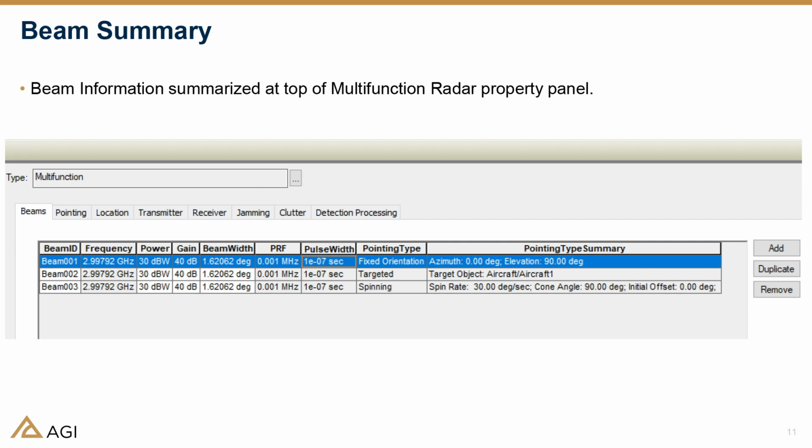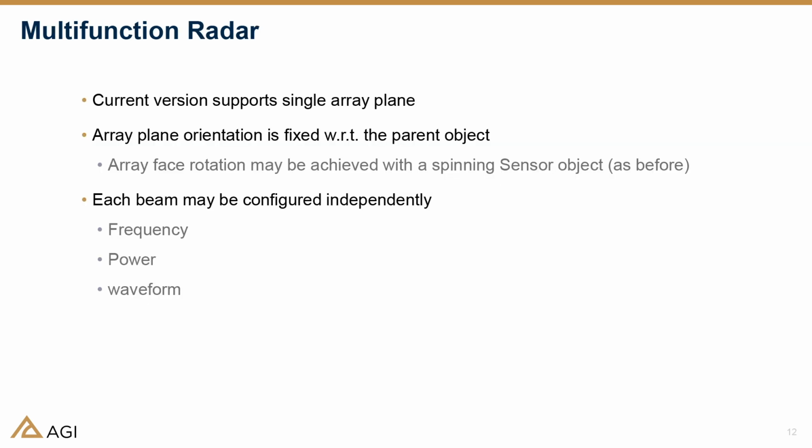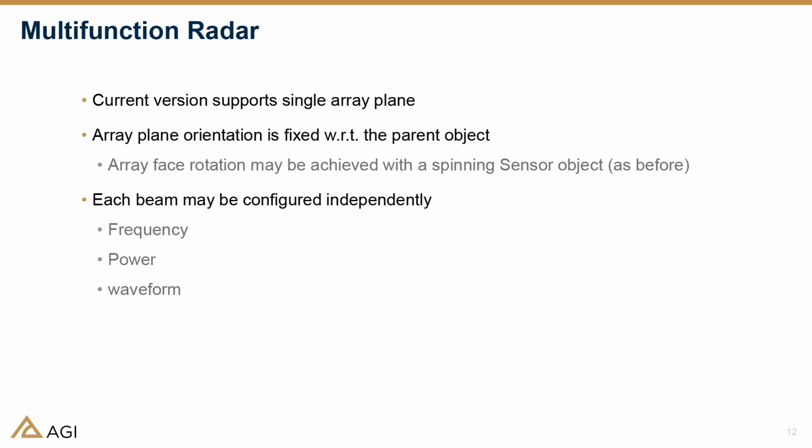That includes things like the pointing type. Currently, the current version of multifunction radar supports a single array plane, and that array plane is fixed with respect to the parent object. So if you have a parent object oriented as a ground system, or on some type of aircraft system, your array orientation will be fixed the way the orientation of many different platforms within STK is. Along with that, though, we have three other types of orientations that you can have, to be exact. One of them is the fixed plane orientation. Another one is the ability to have spinning sensors. And the next one is to track different objects.